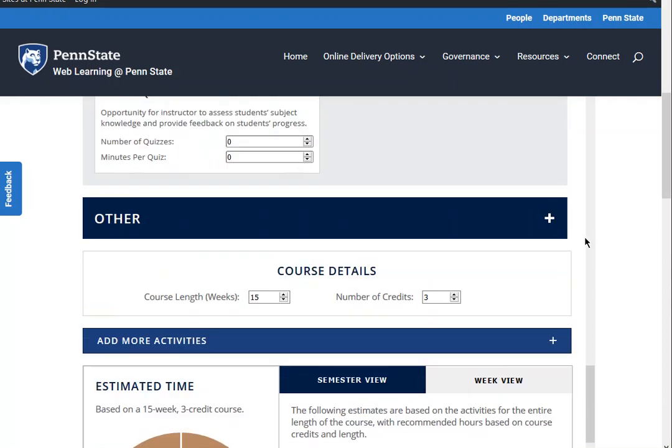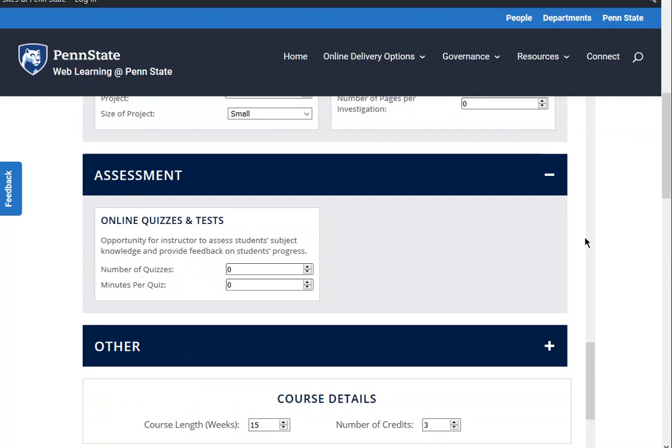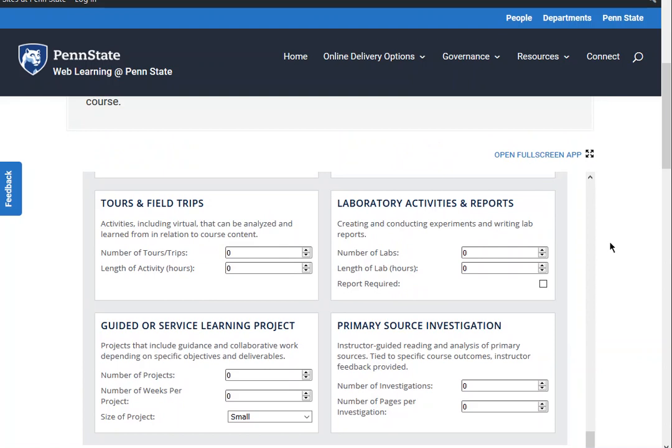So this is a website that is extremely helpful, and it was built with some fine folks over at Penn State to really help faculty understand what's happening inside your course. So that is instructional time, that is instructional hours, that is assigned homework.